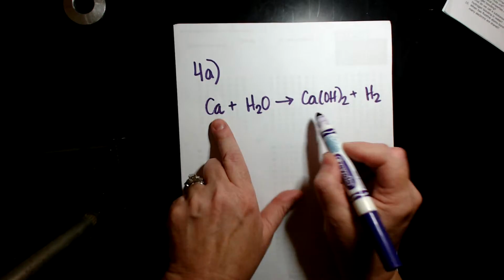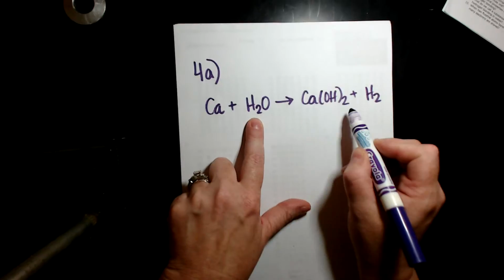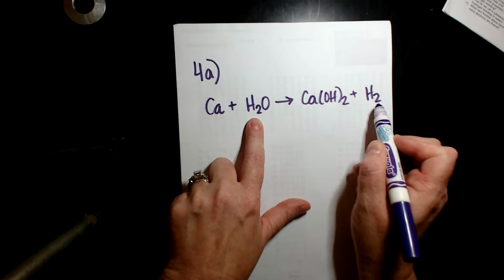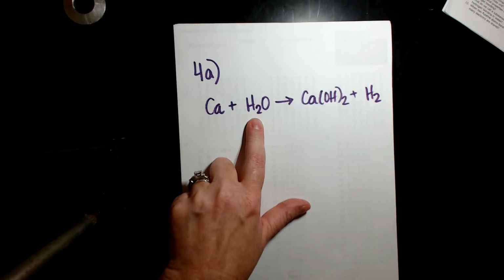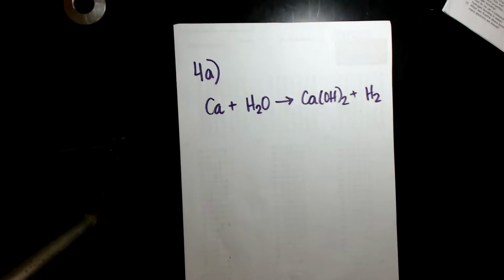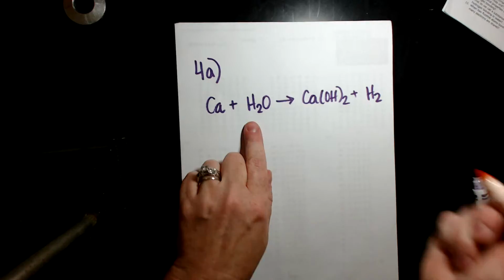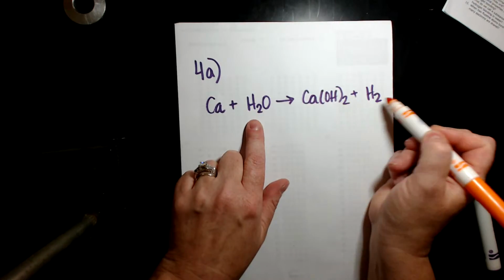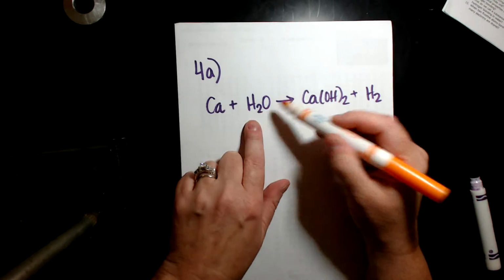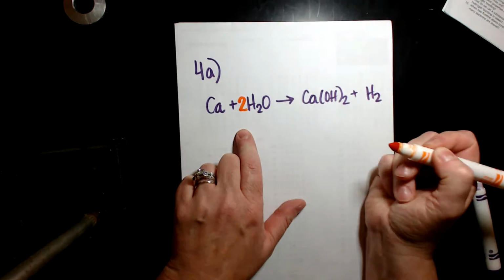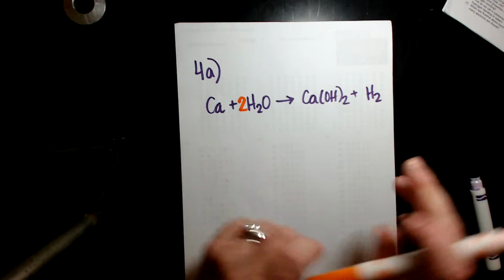And we've got one calcium, two hydrogen plus two hydrogen, that's four hydrogen. So already we're not balanced. So we need to balance it. Well, so what do you need to do? You need to have 4 hydrogen on this side and 2 oxygen on this side. So you need to do a coefficient of 2 in front of the water, and then you're balanced.